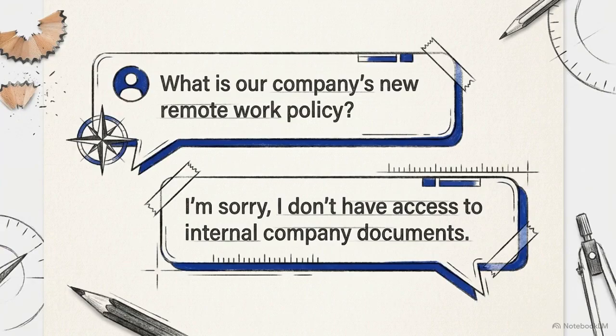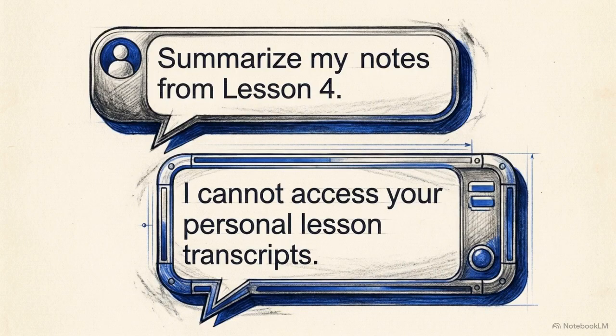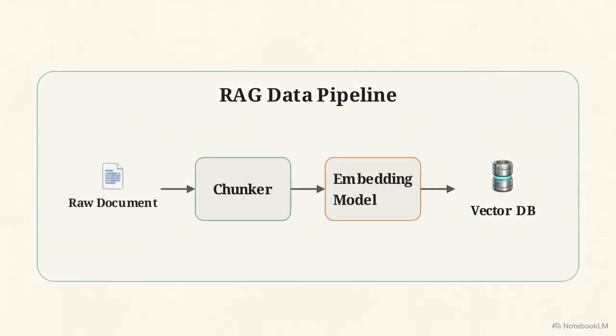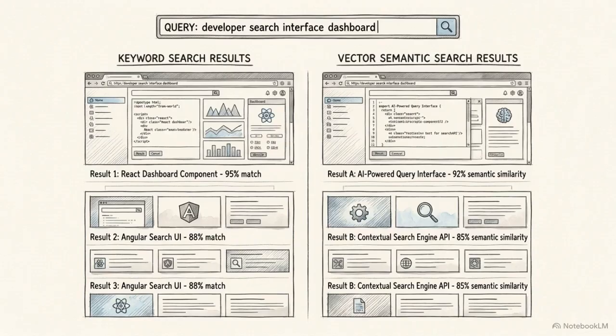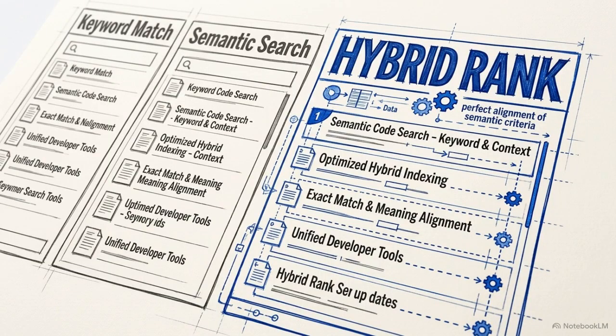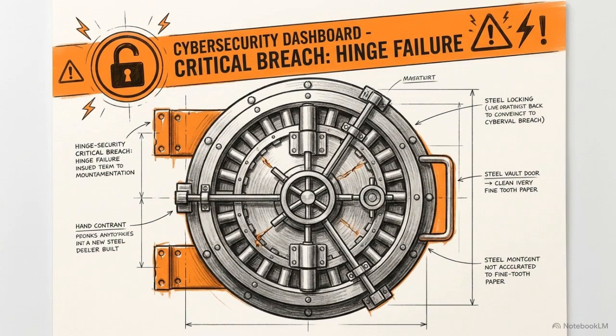A baseline model cannot answer questions about proprietary company policies or private lesson transcripts because it lacks access to that specific knowledge. To ground the model in factual data, we introduce a retrieval-augmented generation pipeline. The ingestion phase takes raw documents and splits them into smaller chunks. These chunks pass through an embedding model, converting into arrays of numbers, stored in a vector database. When a user asks a question, the system uses hybrid search, retrieving the most relevant chunks by matching both semantic intent and exact keywords. This creates a massive, critical security vulnerability.